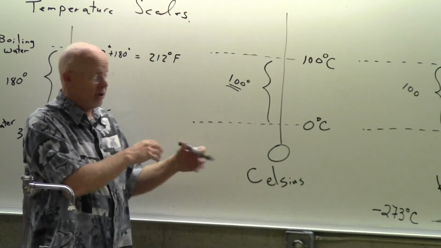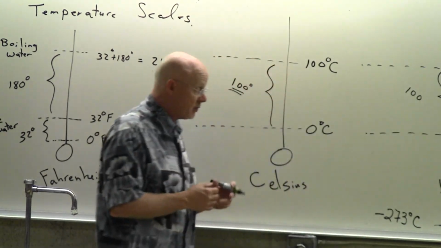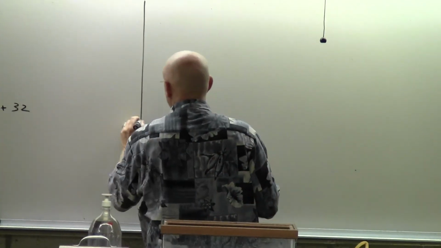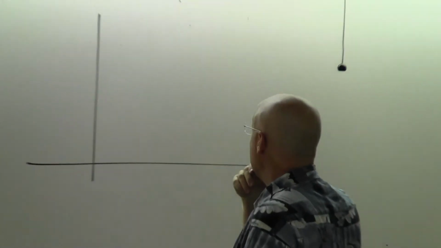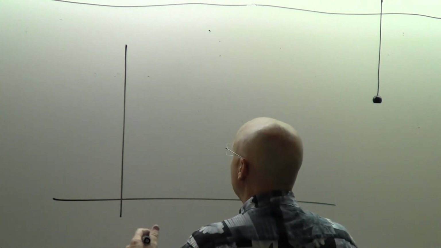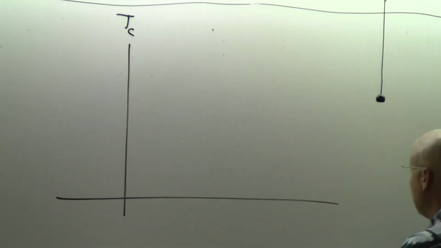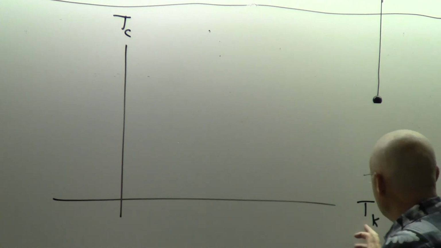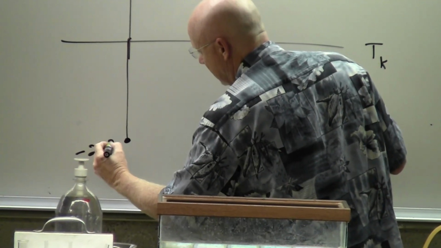So for class today, I'm just going to tell you it's negative 273, and then hopefully that will give you some insight that that is the difference between the Kelvin scale and the Celsius scale. And so if I do the same thing here, if I make a plot, I'll do the Celsius scale here and the Kelvin scale here. And so 0 on the Kelvin scale would be way down here at negative 273.